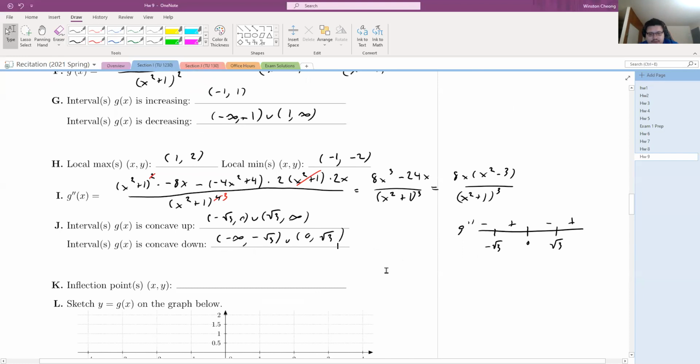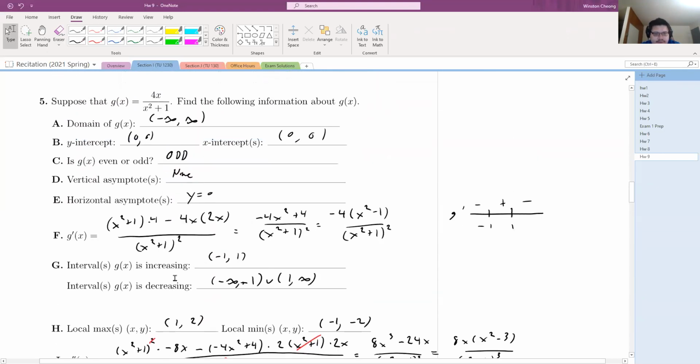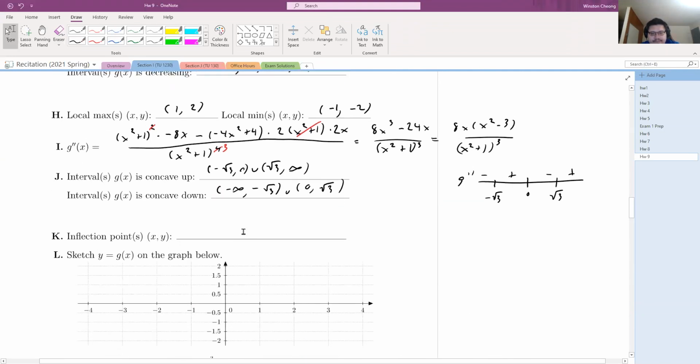And inflection points, well, it looks like there are 3 of them. It wants us to write them in coordinate form. So, right, once we start looking at them, we actually need to plug them in. That's interesting. Well, let's see what happens if we plug in.